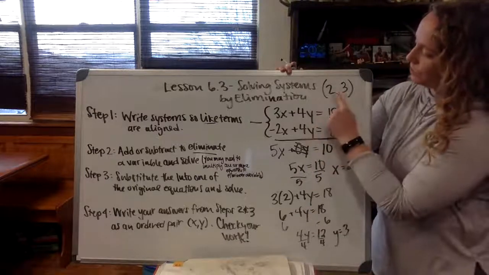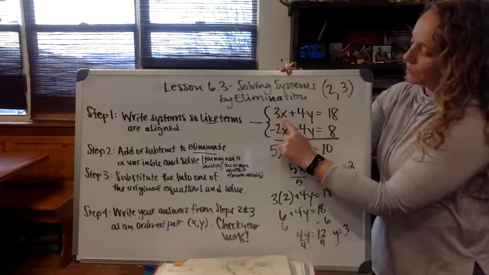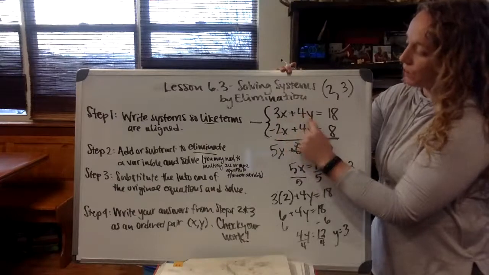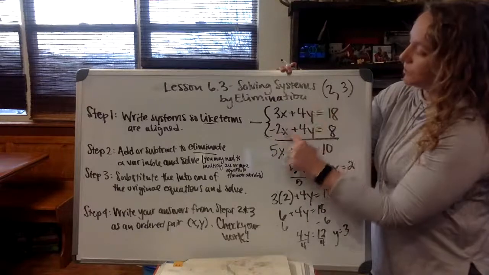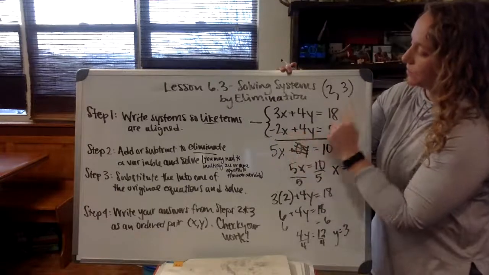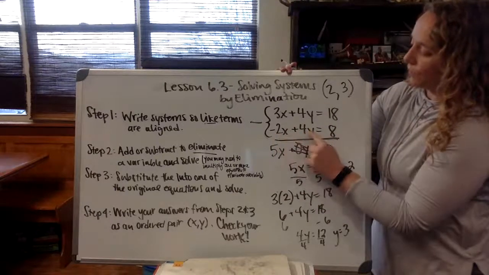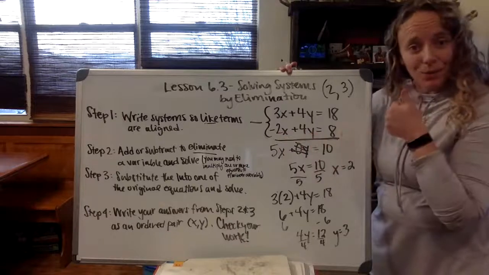So I'm going to put these 2's and 3's into here. 3 times 2 is 6. 4 times 3 is 12. 6 plus 12 equals 18. Great, that one worked. Negative 2 times 2 is negative 4, plus 4 times 3 is 12. Negative 4 plus 12 is 8. We did it. We got it.